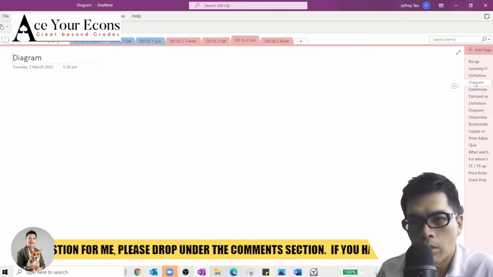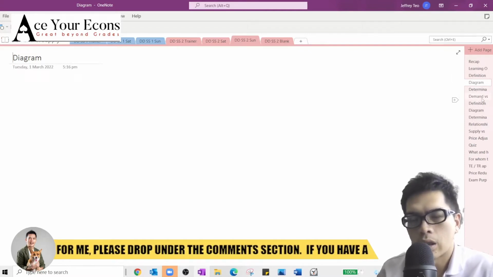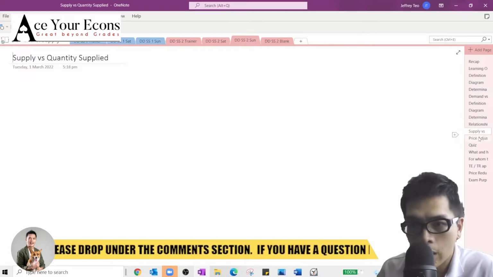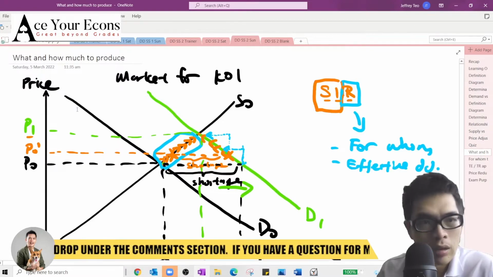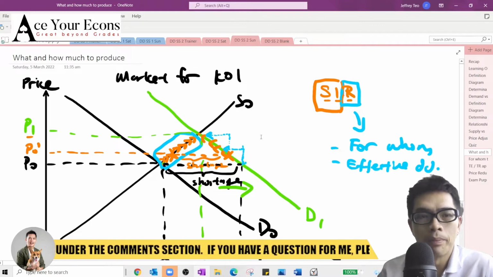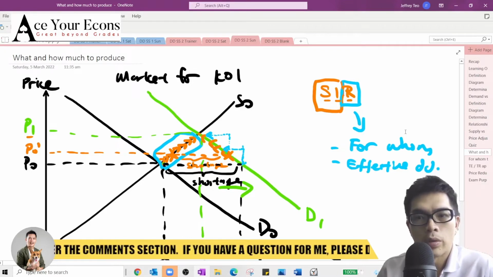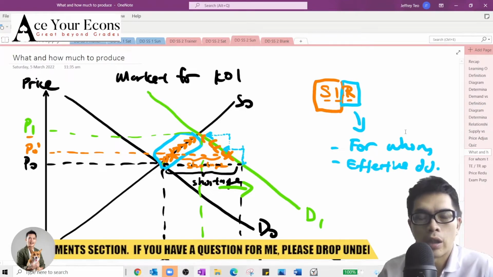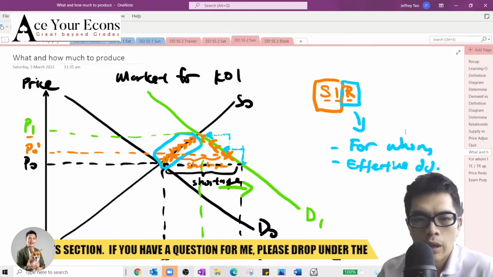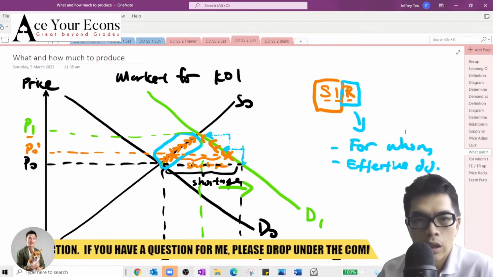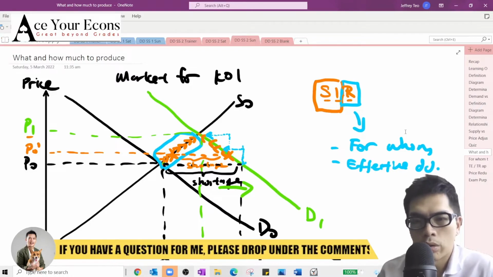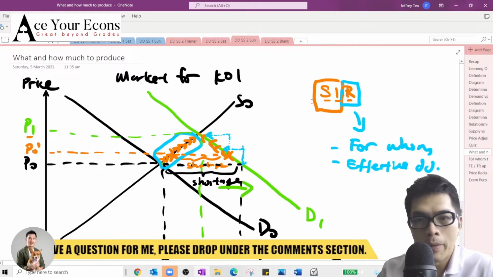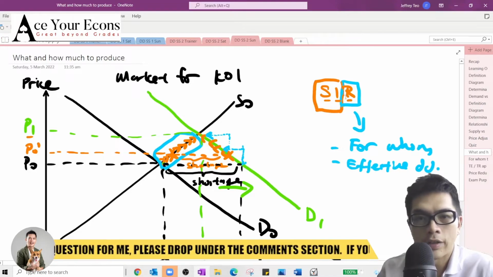We have covered the diagram part, the determinants and all this, but more importantly, we have covered what and how much to produce. Do you still remember? What and how much to produce is used specifically when we are illustrating the 3 problems that arise from scarcity: what and how much to produce, for whom to produce. Especially for what and how much to produce, we use the concept of SIR.